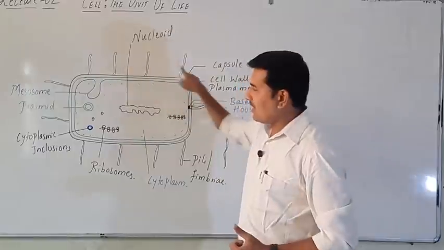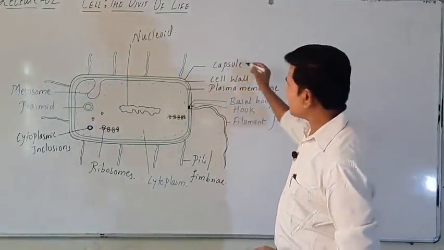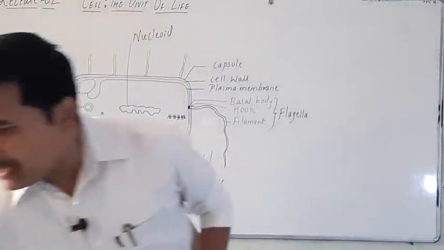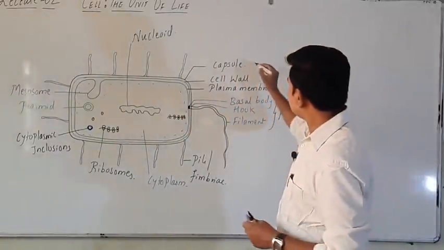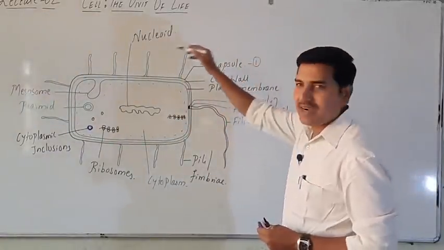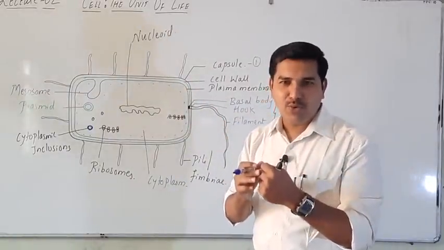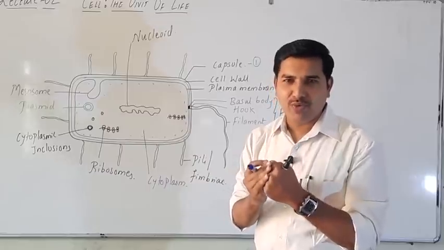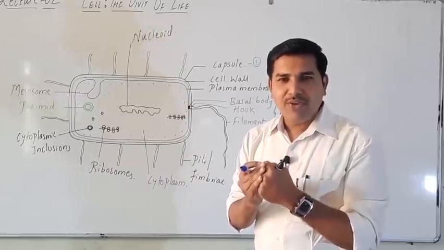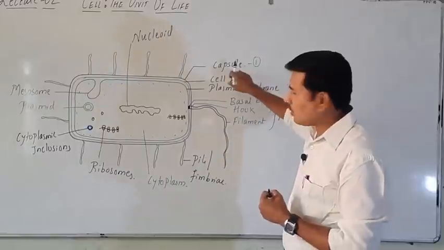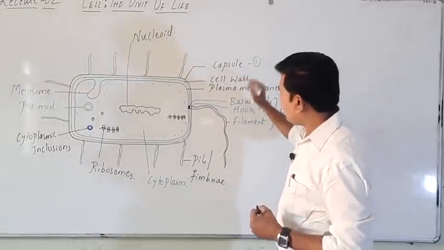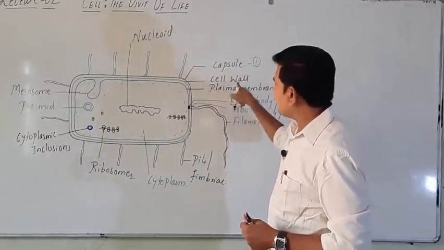The outer part is called as what? Capsule. So let us label it as 1 and 3. So capsule, first one, outer part is a capsule. It might be slimy, that is jelly-like, or it might be a hard surface. Where we call it as a what? Capsule. Then second layer is a cell wall.